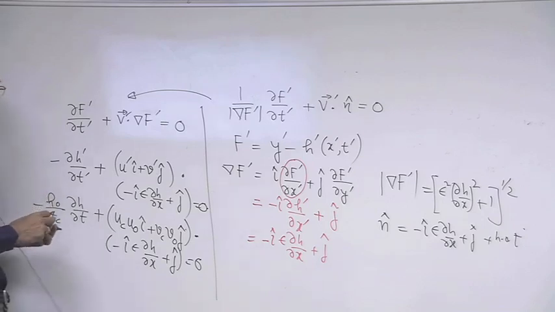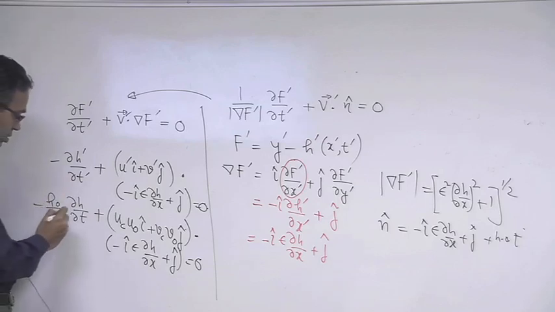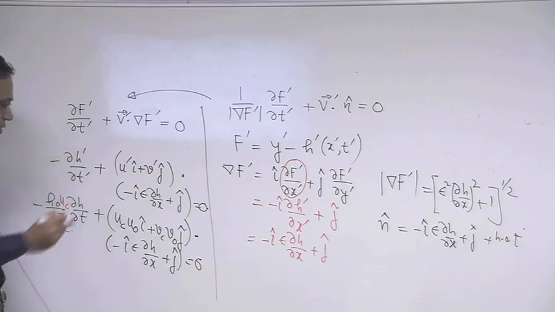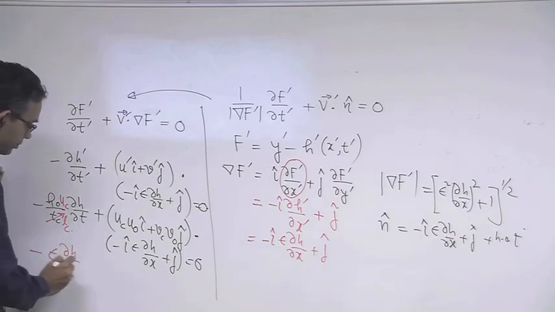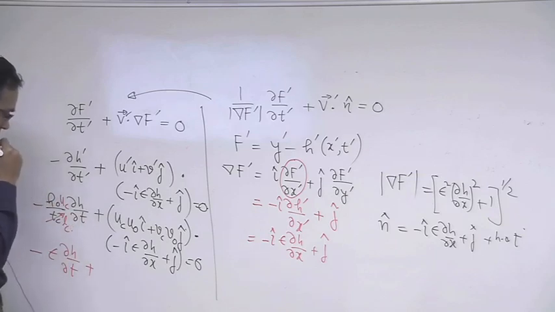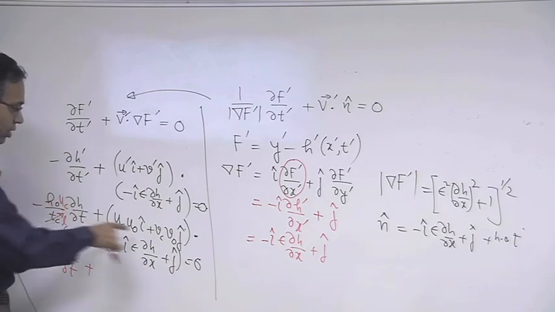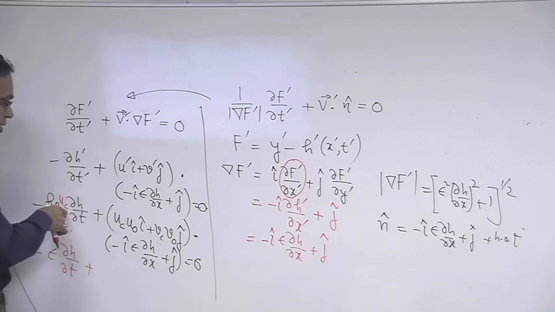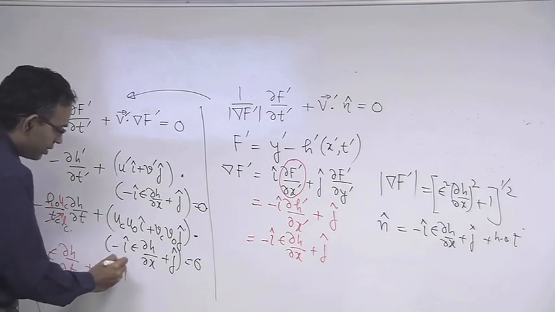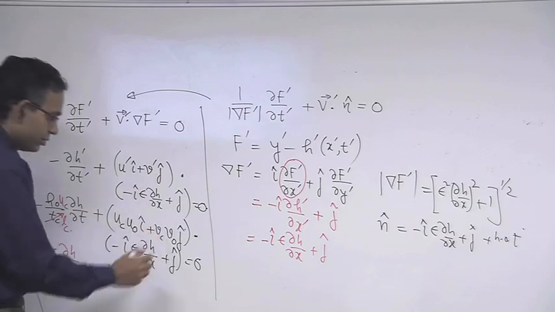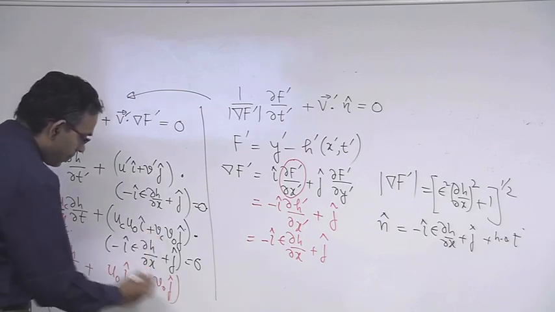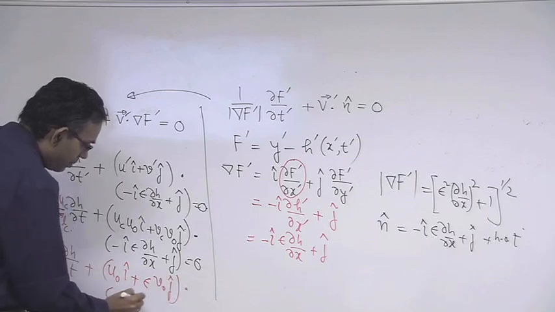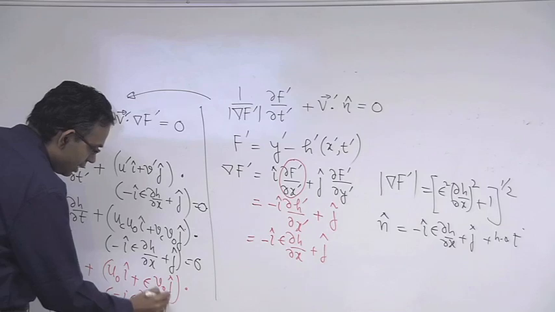Tc is, yes, Lc by Uc, right. So, Lc in the numerator, you get Uc. So, what is h0 by Lc? Epsilon. So, minus epsilon del h del t plus... Uc, you can cancel from both the terms. If you cancel Uc from here, this will be U0 i plus Vc by Uc, which is epsilon, plus epsilon V0 j, dot minus i epsilon del H del X plus j, equal to 0.